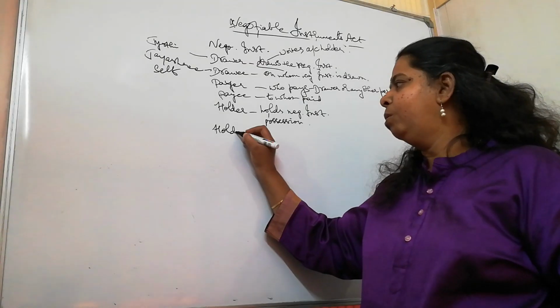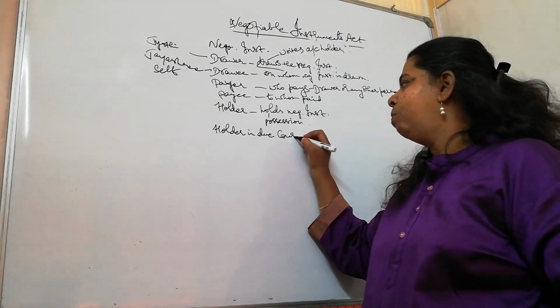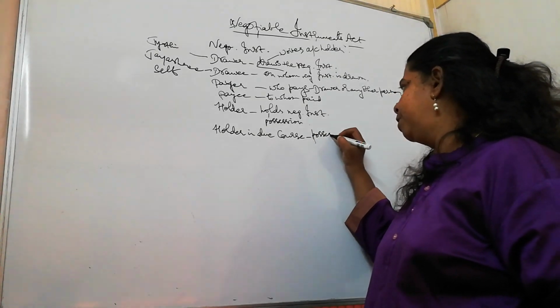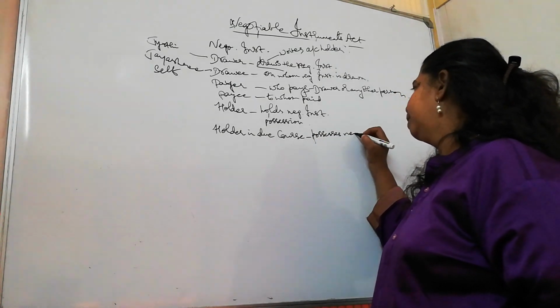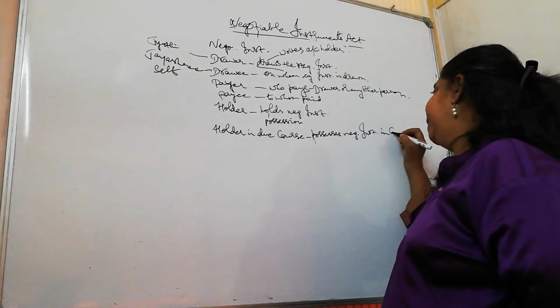Next we go to holder in due course. Who is a holder in due course? He possesses the negotiable instrument in consideration.